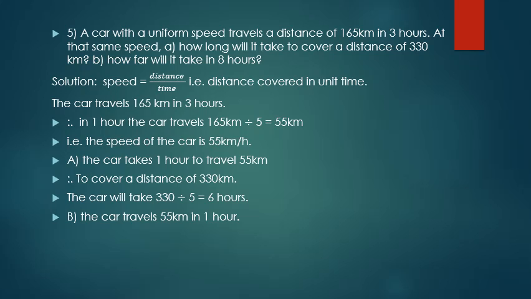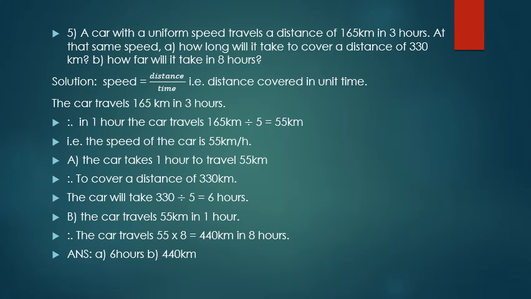B. What is the B question? How far will it travel in 8 hours? So, the car travels 55 kilometers in 1 hour. Therefore, the car travels 55 into 8, so 440 kilometers in 8 hours. So, the answer in A part, how long will it take to cover a distance of 330 kilometers, is 6 hours. And how far will it travel in 8 hours? 440 kilometers.